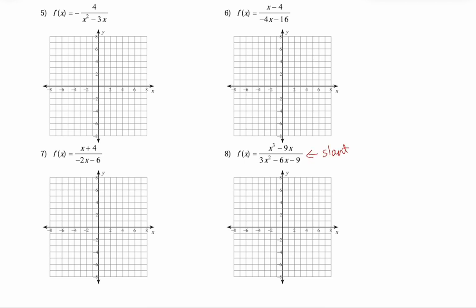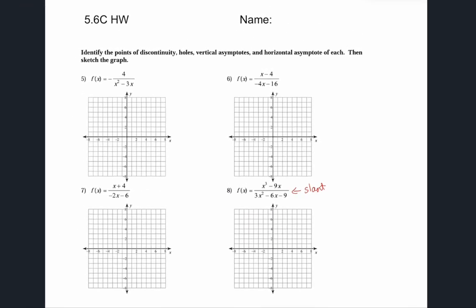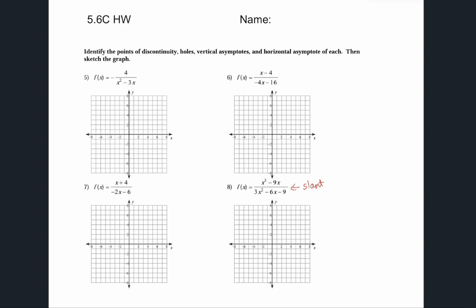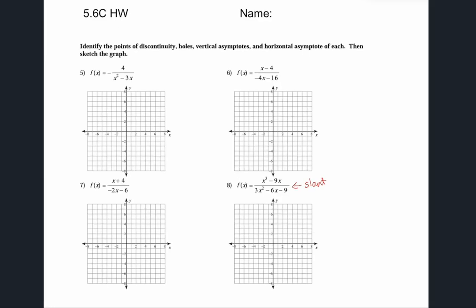Okay. So you're going to need to factor to see if there are any factors that match. I don't believe there are any matching factors. I don't believe there are any holes, unless when that one factors, there's a hole in there. That's possible. Okay. So do you want to do the slant one together? Okay, so let's do number 8 together.